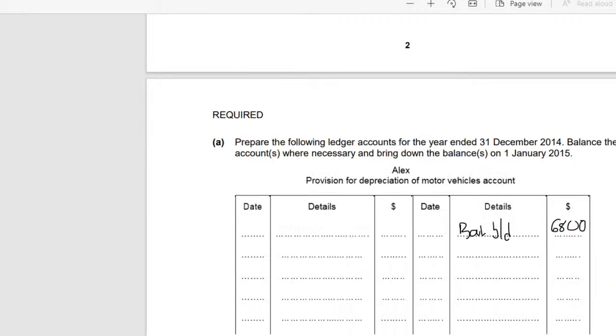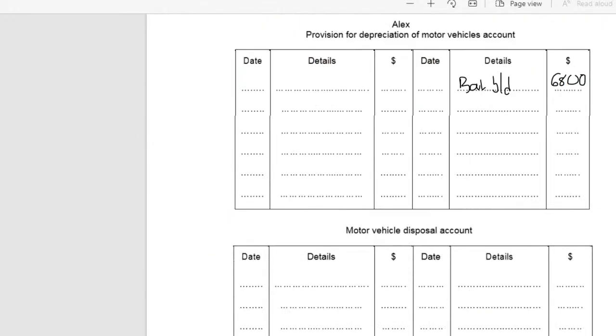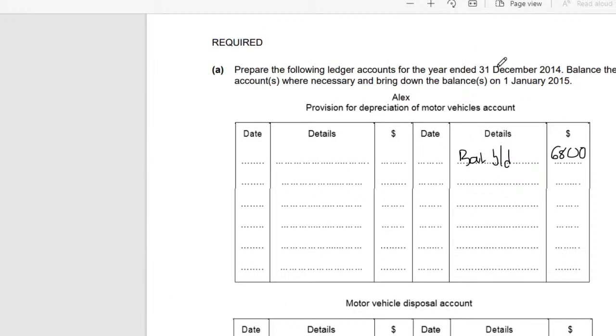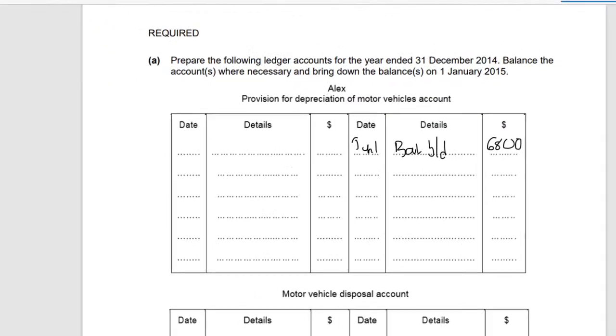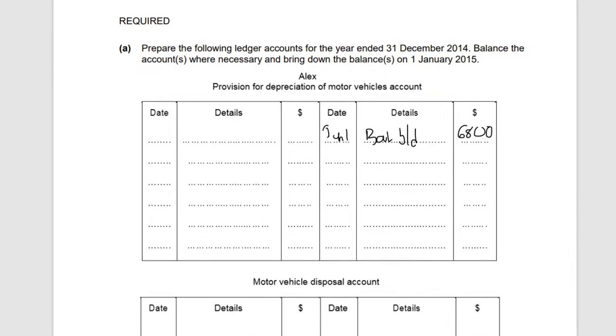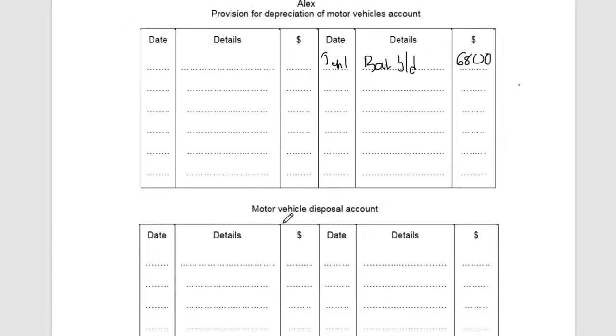With the disposal account, he says that he bought a new motor vehicle for $17,000, and that's the one that's going to be depreciated. Okay, this one is Jan 1st. And then we have to also record the depreciation on the motor vehicle account.